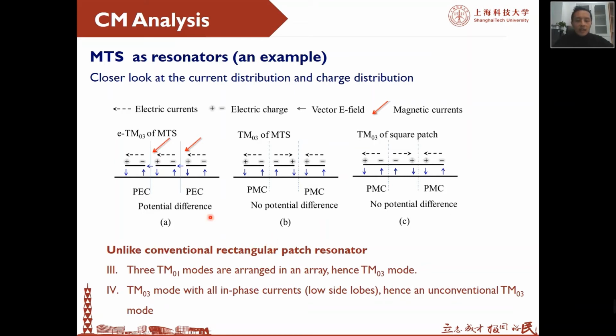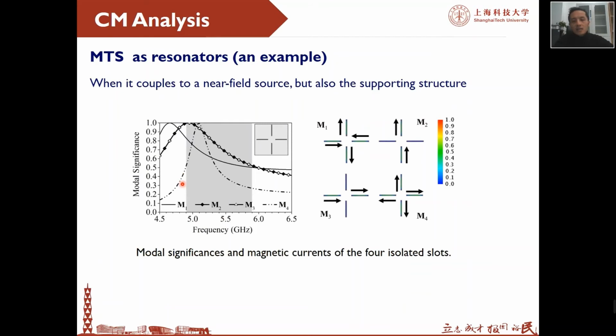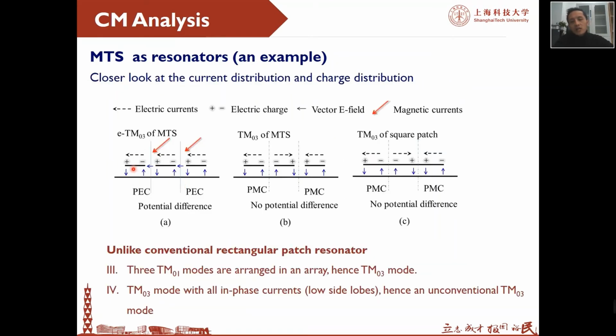If we take a closer look at this distribution in terms of the charge and also the currents, in fact, we have an array of resonators. So I believe that this somehow explains why the first order mode is the TM03 mode instead of the TM01 mode for the overall metasurface.